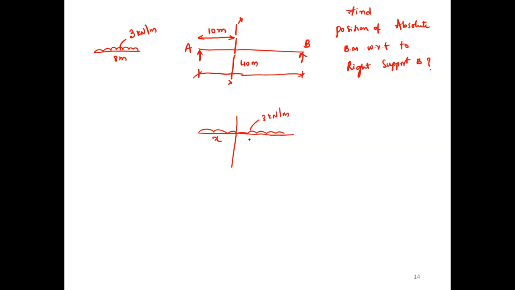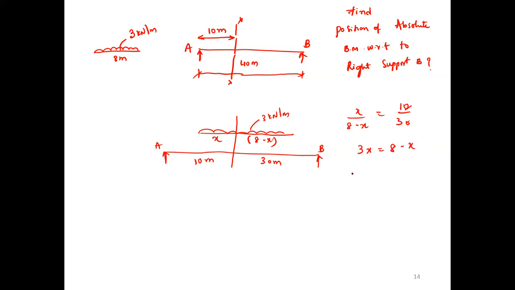Others? 8 minus x. It is 10 meter, 30 meter. So x by 8 minus x equals 10 by 30. So 3x equals 8 minus x, 4x equals 8. X equals 2 meter. So this is 6 meter. If this length is 6 meter, what is it with respect to this support? So this is 6 meter, this is 2 meter.